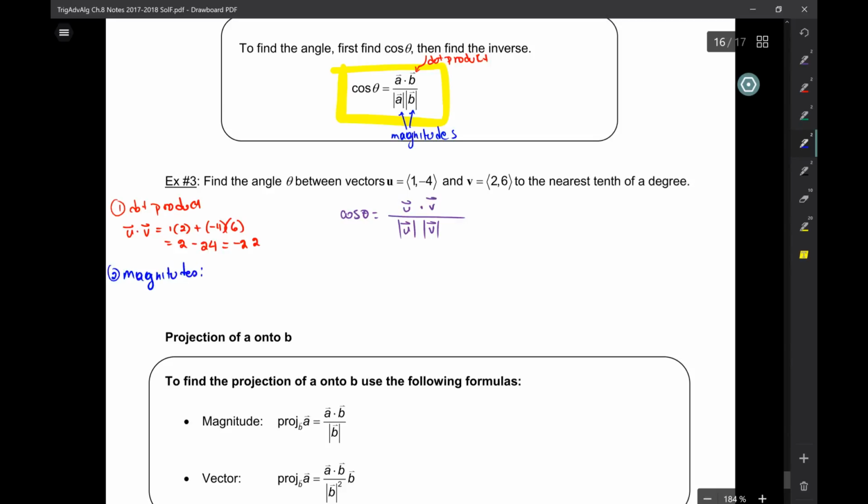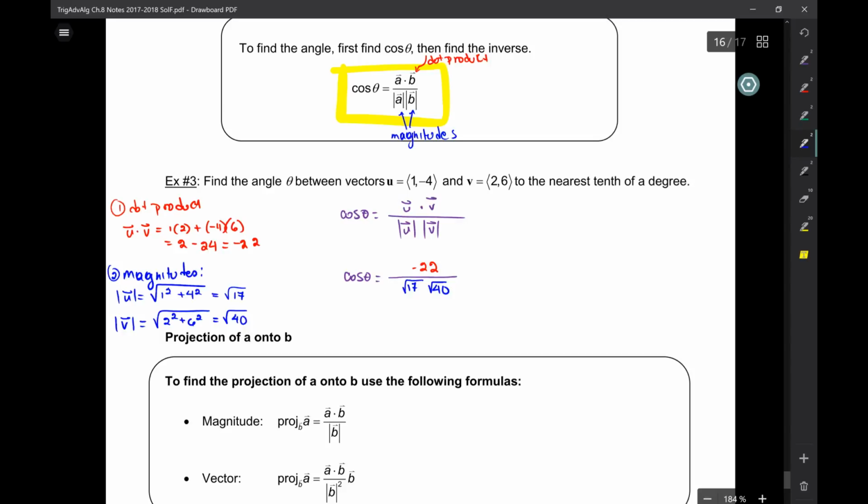And then I'm going to do the magnitudes. Do you remember how we did magnitude? First, magnitude of U: the square root of 1 squared plus 4 squared, which is root 17. Leave it like that. And for V, the square root of 2 squared plus 6 squared, so root 40. Let's plug it all in. Cosine of theta equals U dot V, which I said was negative 22, over root 17 times root 40.